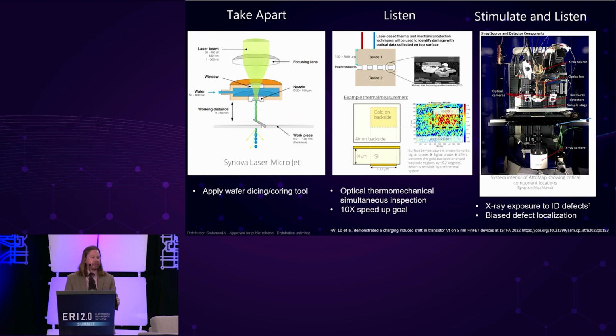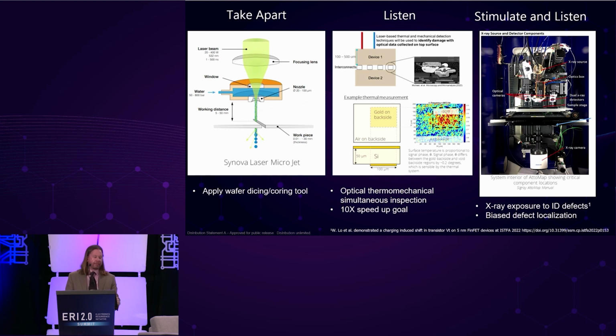From left to right, an example of take apart might be use a wafer dicing or coring tool slightly differently to be able to take a dielet off of an interposer. Not what the tool is designed for, but perhaps it would be useful in doing that take apart step. Next might be to listen.